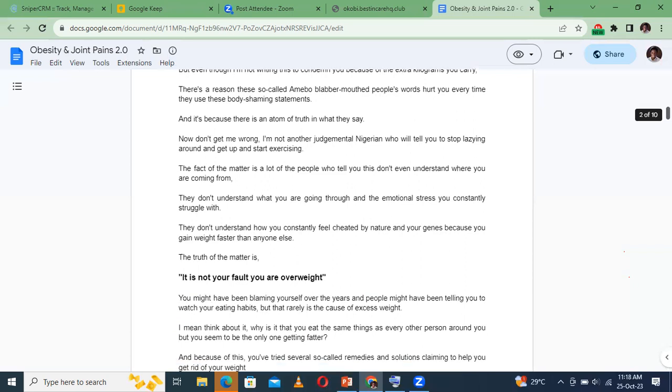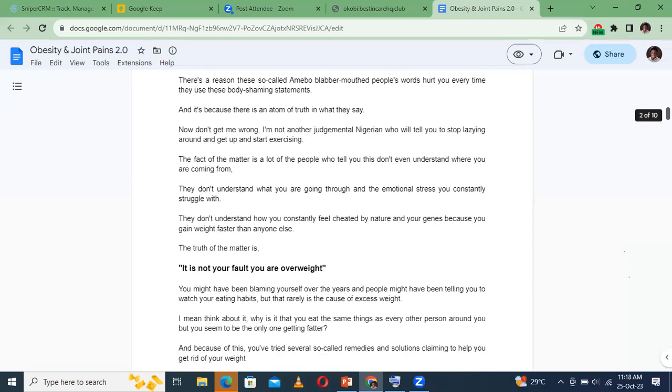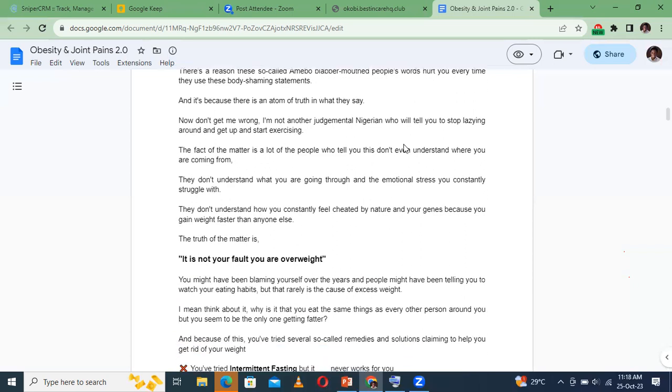The fact of the matter is, a lot of the people who tell you this don't even understand where you are coming from. So, as I was saying, there's something called us versus them in copywriting. There's also something about not putting the blame on your market. So if somebody is overweight, it might be that person's fault, but you are not going to tell them it is their fault. Why?